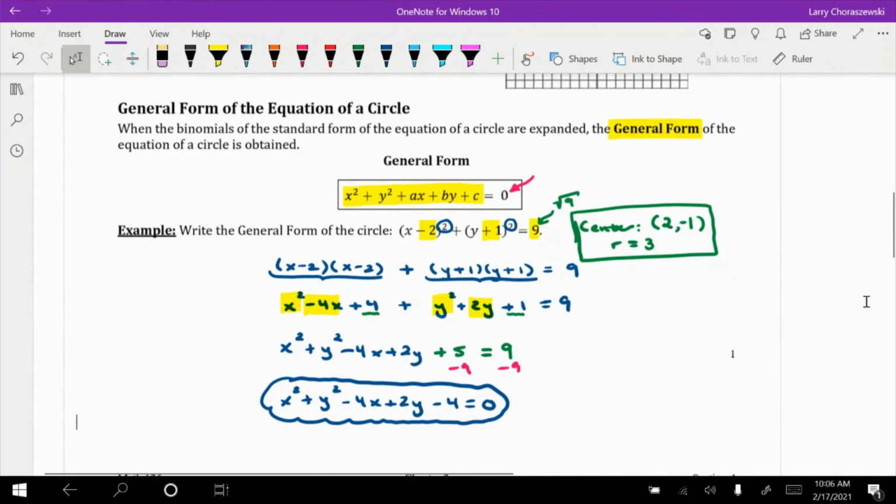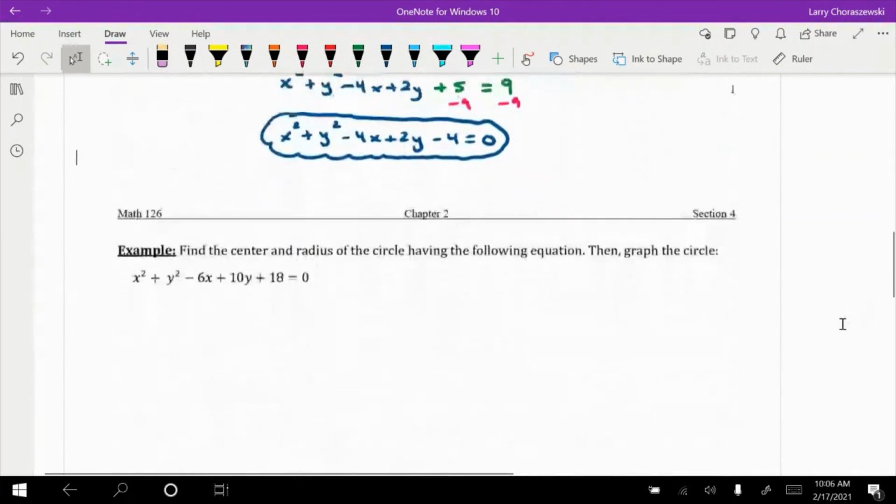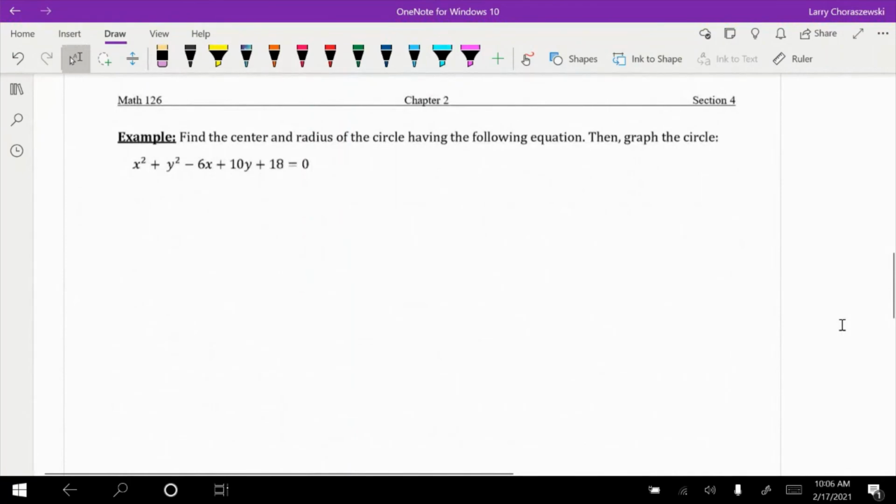All right, folks, welcome back. You guys ready to rock and roll? So what I'd like to do with the last example is send out a solution video. I have one already made for this one, which helps you convert an equation in general form to one that's in standard form.